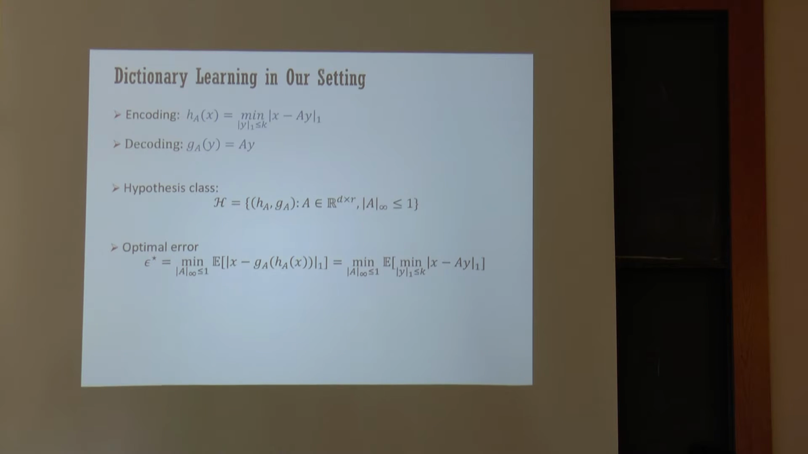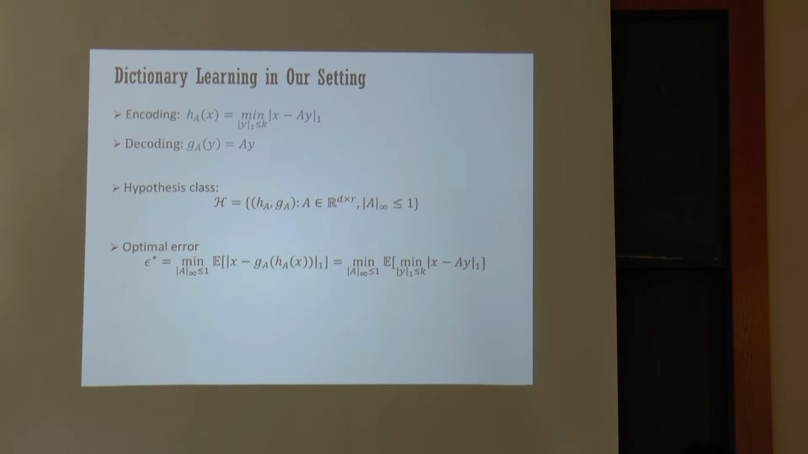And in our framework, the error is measured as the expected reconstruction error, right? So we have encoding h_A of X and decoding g_A of the encoding, and we measure the reconstruction in L1 norm. We can also do it in L2 norm. It's just a little bit theoretically convenient to do L1 norm. And we can put all of these definitions together into this formula, and we are going to get such a formula. So minimum over A and expectation of the minimum over Y of the 1 norm of X minus AY.